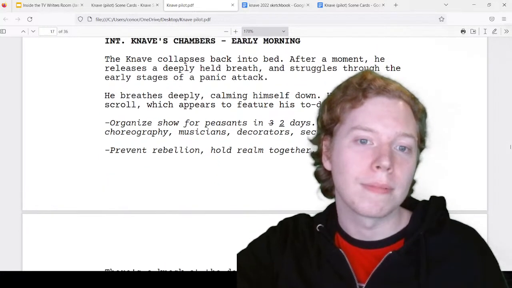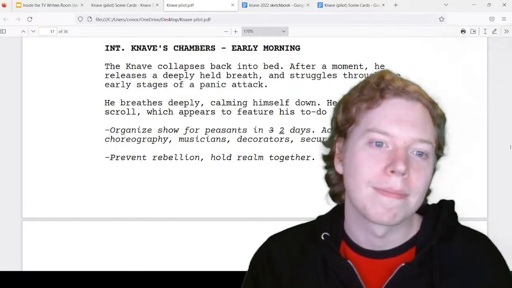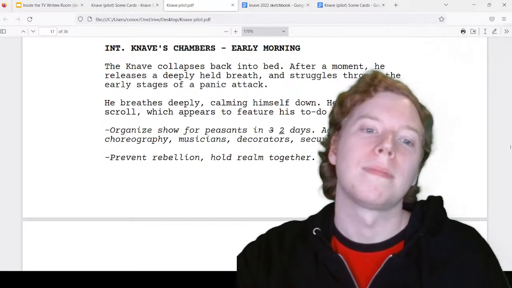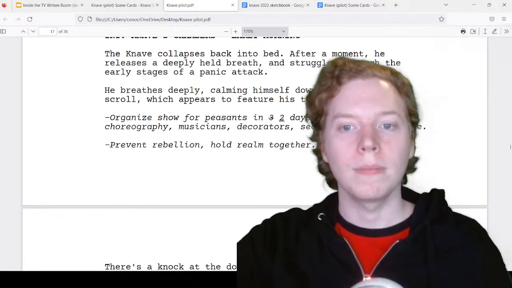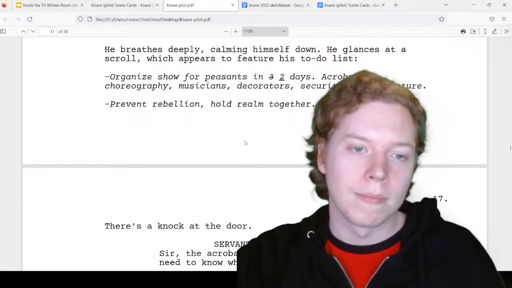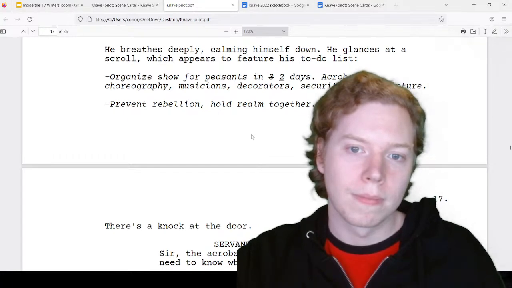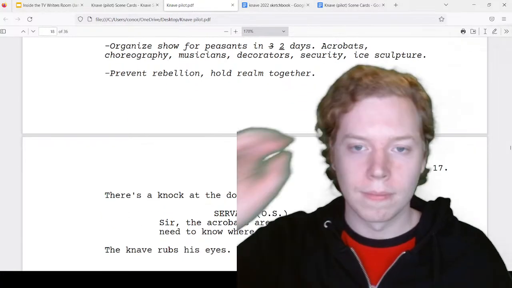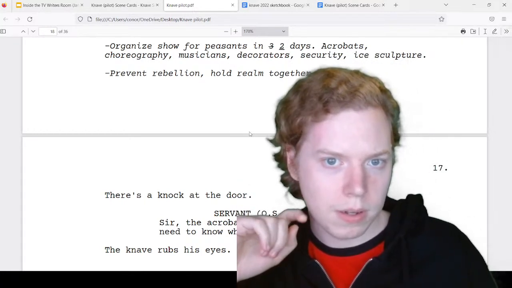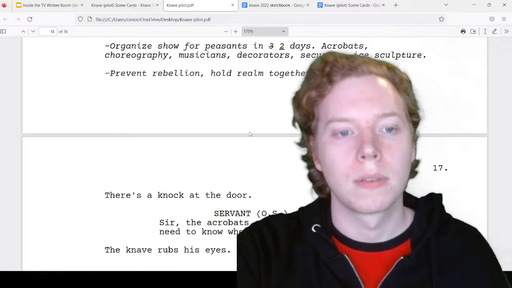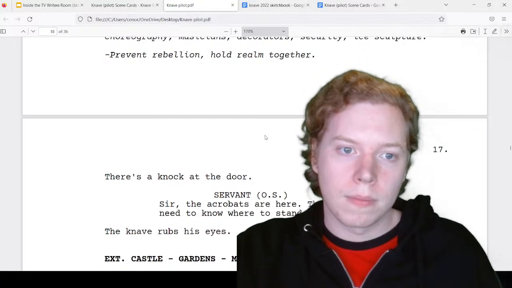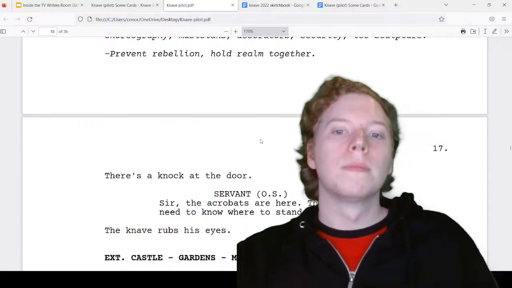Interior, knave's chambers, early. The knave collapses back in a bed. After a moment, he releases a deeply held breath and struggles through the early stages of a panic attack. He breathes deeply, calming himself down. He glances at a scroll which appears to feature his to-do list. Organized show... Fuck, never mind. No, that's right. Oh, okay. Organized show for peasants in three to two days. Acrobats, choreography, musicians, decorators, securities, art sculptures, prevent rebellion, hold realm together.